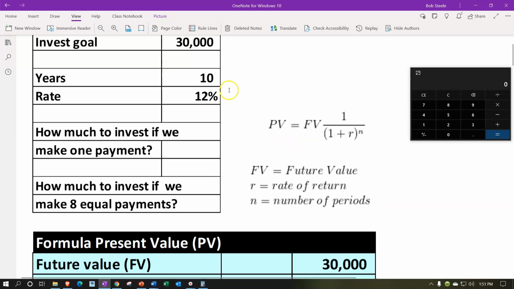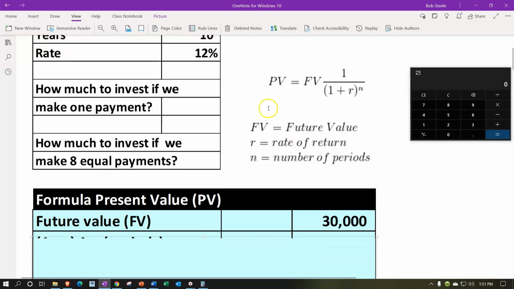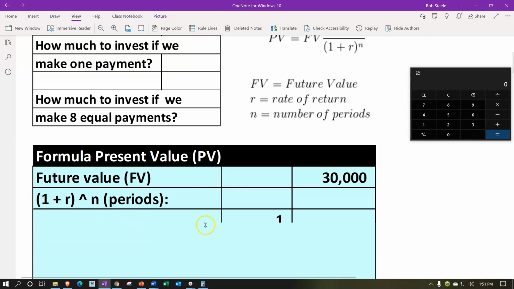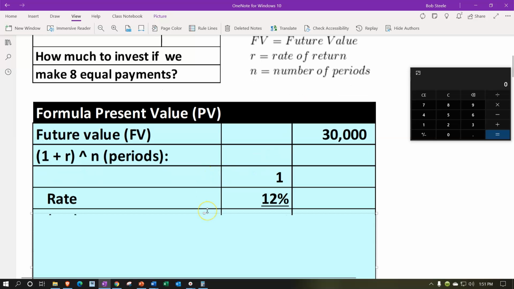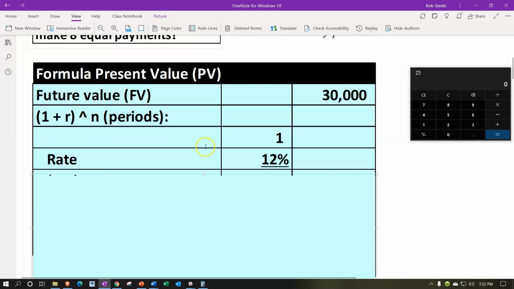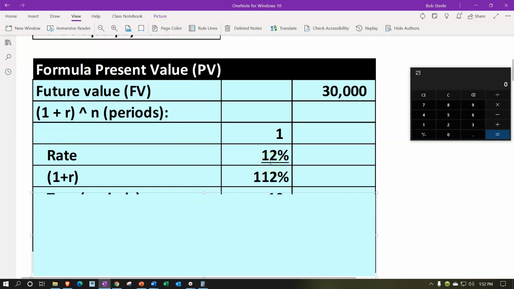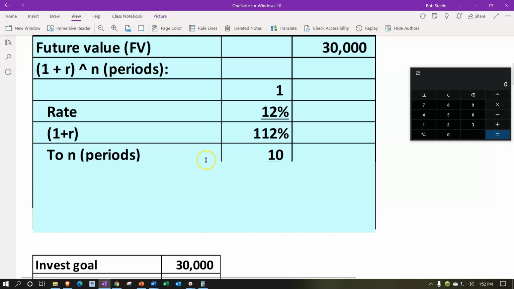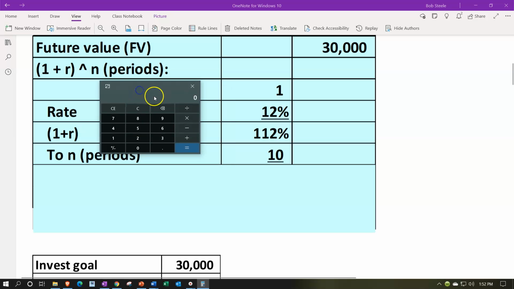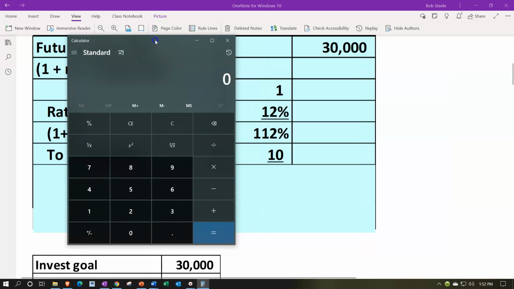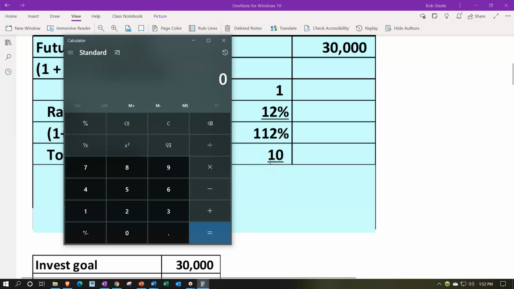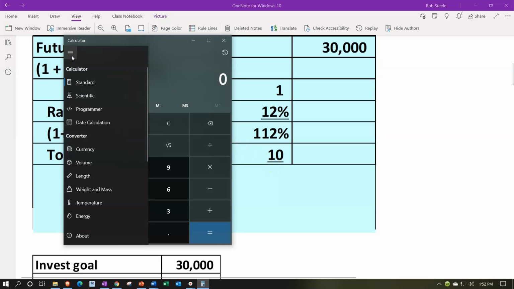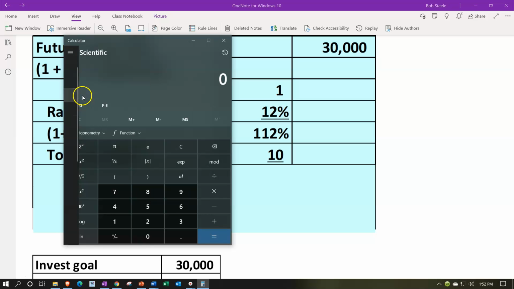So we have the 30,000, that's going to be the investment goal. So the investment goal, future value, 30,000. Then we have the 1 plus r to the n, which is going to be the denominator. So we'll start off with the 1 plus r, which is going to be the 12% given to us in the problem. Adding those up, 1 plus the 12% is going to give us 112%. We then take that to the power of the number of periods, in this case in years, 10. So I'm going to pull out the trusty calculator and do that calculation. Note that when we take it to the power of 10, we're going to need a calculator that can do that. In Windows, I'm going to hit the tab on the left, go to the scientific calculator, and calculate it in a scientific-y kind of way.